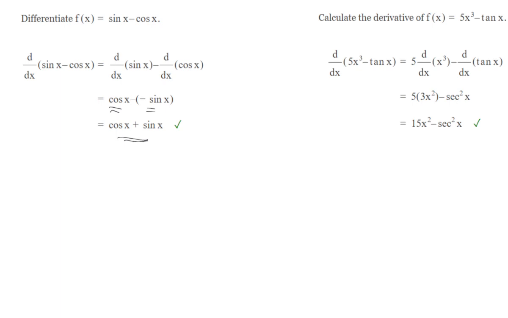Now next question, calculate the derivative of 5x cube minus tan x. So that is equal to 5 into derivative of x cube minus derivative of tan x, which is given by 5 into derivative of x cube is 3x square. Derivative of tan x is sec square x. So 15x square minus sec square x is the final answer.